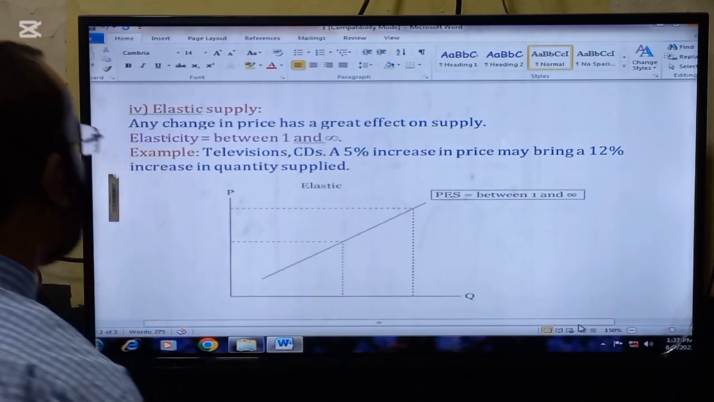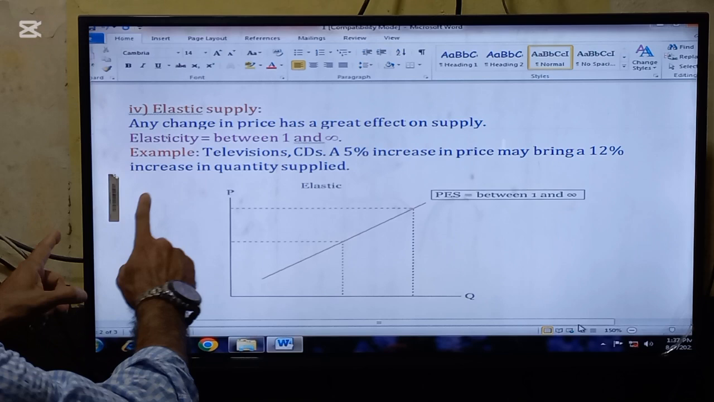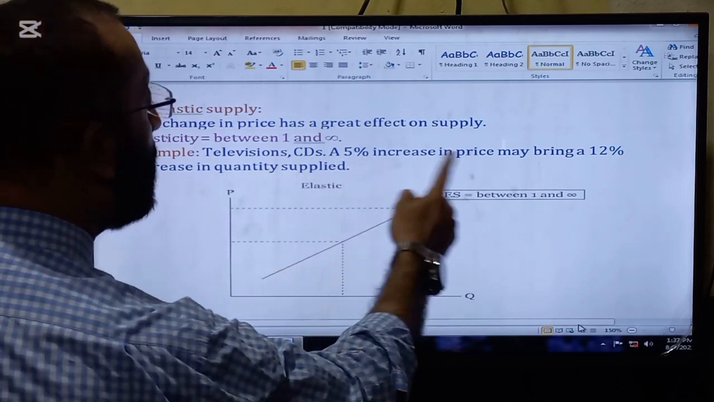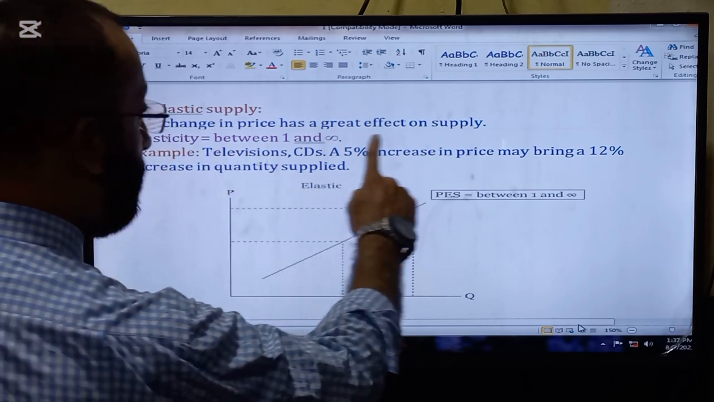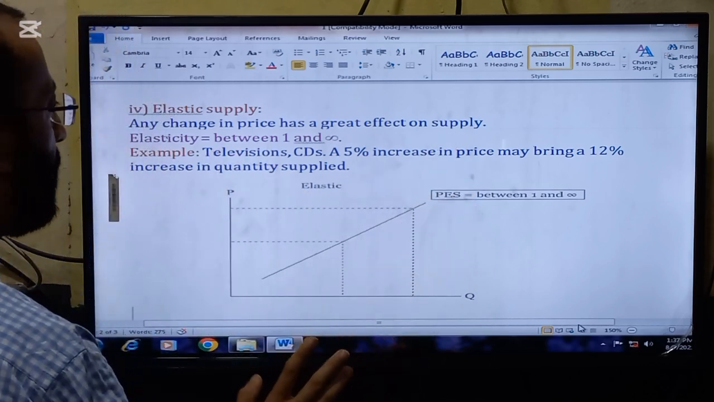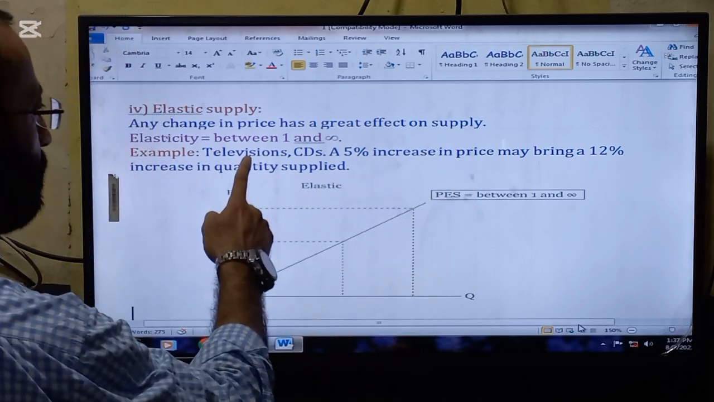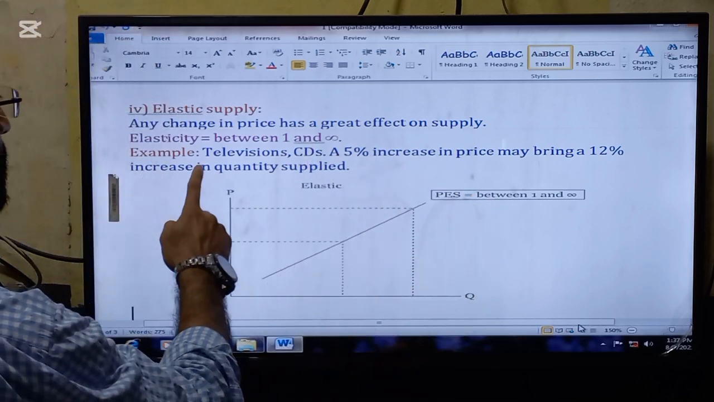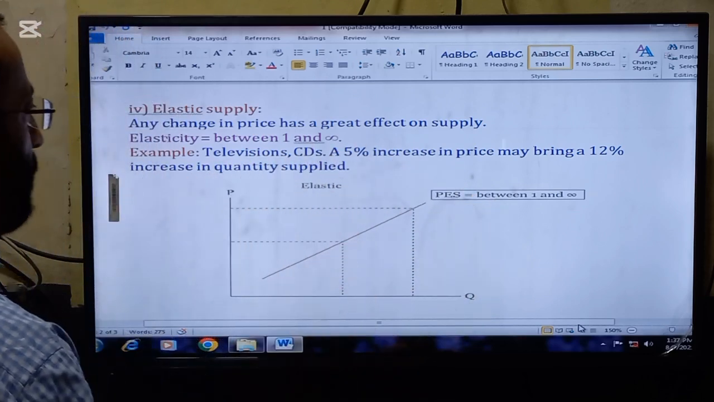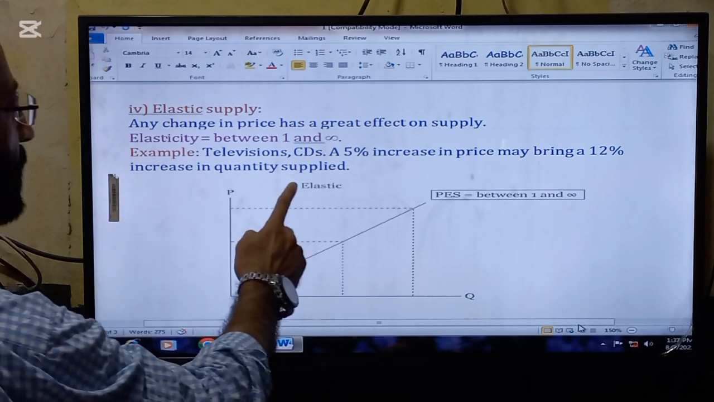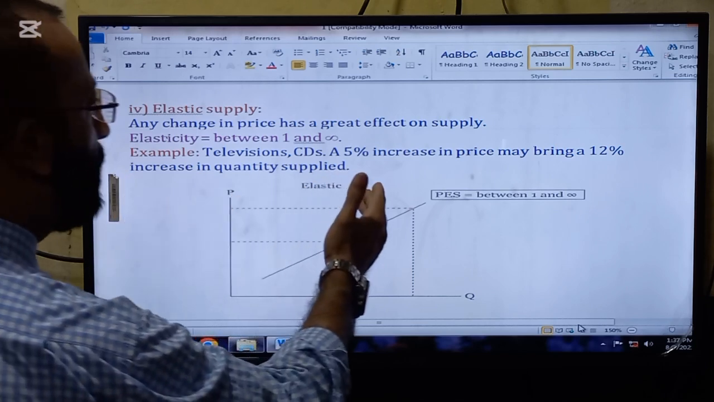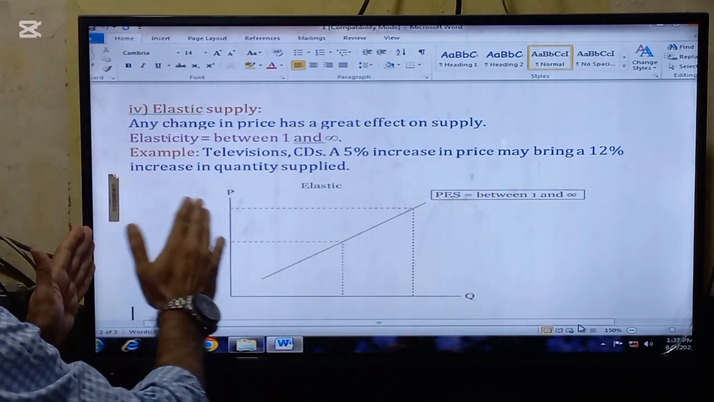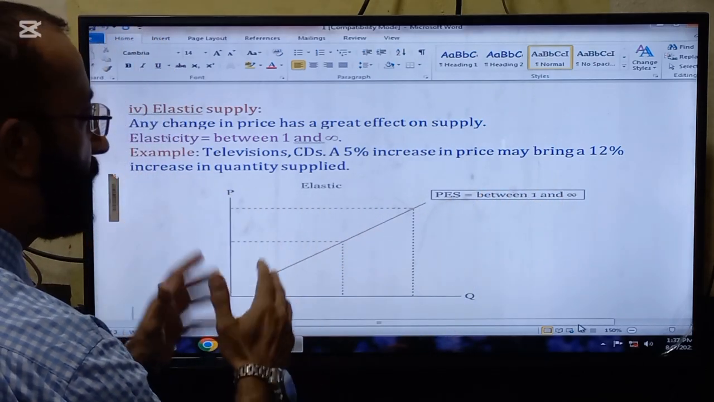The next category that we are going to read is the elastic supply. Any change in the price has a greater effect on the supply. So this is a very, very important line to be noted. Any change in price has a greater effect on the supply. Elasticity is between 1 and infinity. Examples are televisions, CDs, etc. A 5% increase in the price may bring a 12% increase in the quantity supplied. So this is the case.